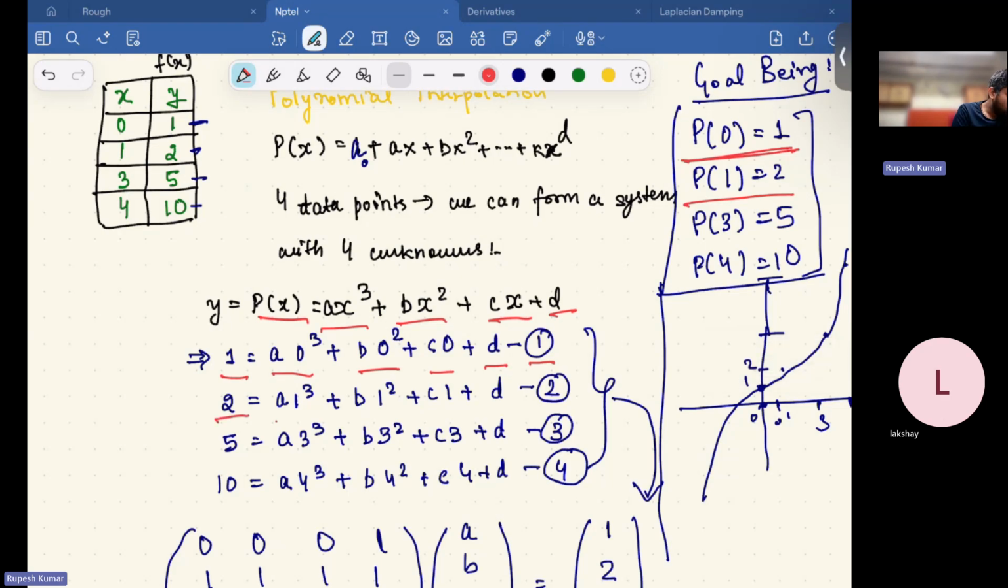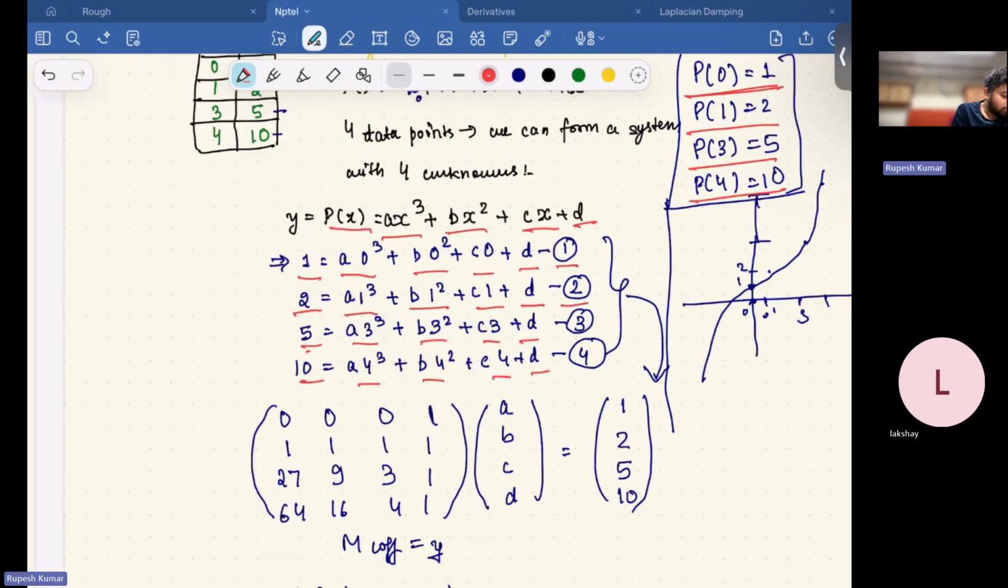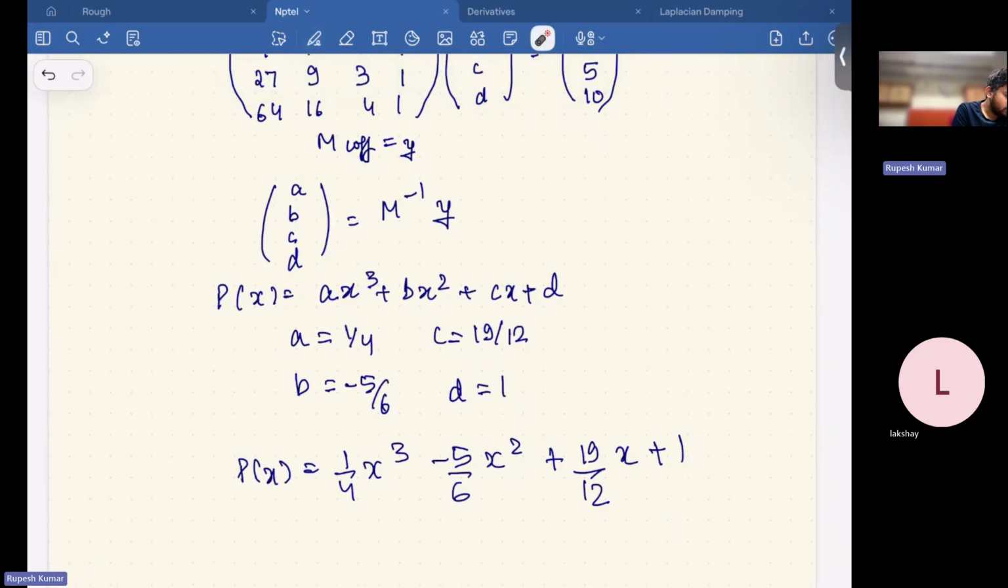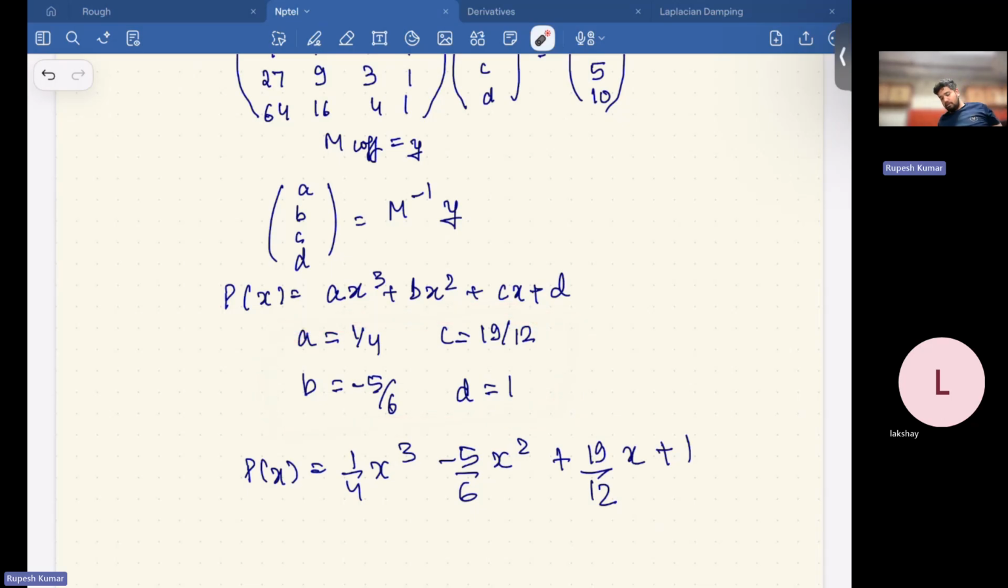Then you choose x equals 1, and the y value has to be 2, right? So you put it in the equation, get the second. Similarly, put in the third and fourth equations here, and you will get four equations and four unknowns. So unknowns are a, b, c, d. Now you can solve this linear system of equations, and we saw that the values of a, b, c, d that we get will give us the correct polynomial, right? So yeah, this was it.